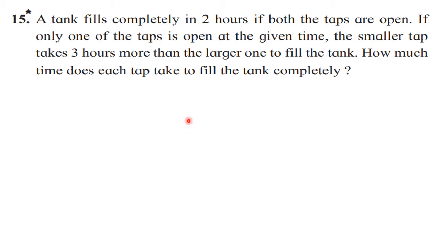So, see here, one tap is smaller and one tap is larger. Obviously, the larger tap is going to take less time to fill the tank. Also, the time taken by the smaller tap is given in the form of the time taken by the larger tap. And we have to find the time taken by both the taps separately, that if only one tap is open at a time, then how much time each tap is going to take. So, since the larger tap is going to take less time, we will take the time taken by the larger tap as x hours.